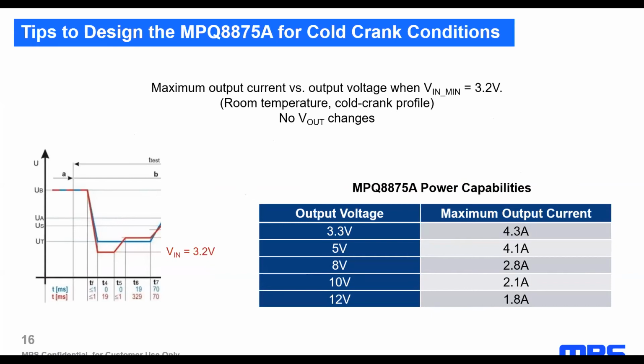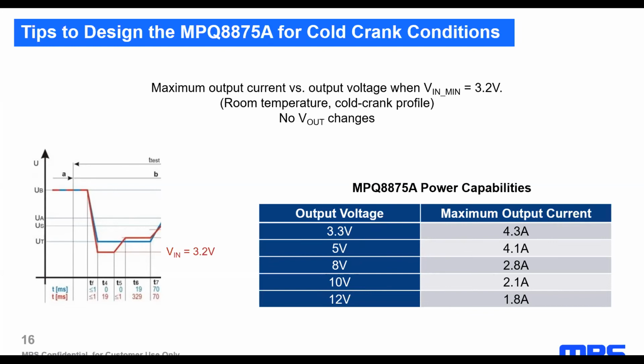As it can be observed, the maximum current decreases when the output voltage is increased. For example, with 3.3 volts of output voltage, we get a maximum output current of 4.3 amperes. But if we increase the output voltage to 10 volts, for example, which is the common input voltage for some cameras, we get a maximum output current of 2.1 amperes.